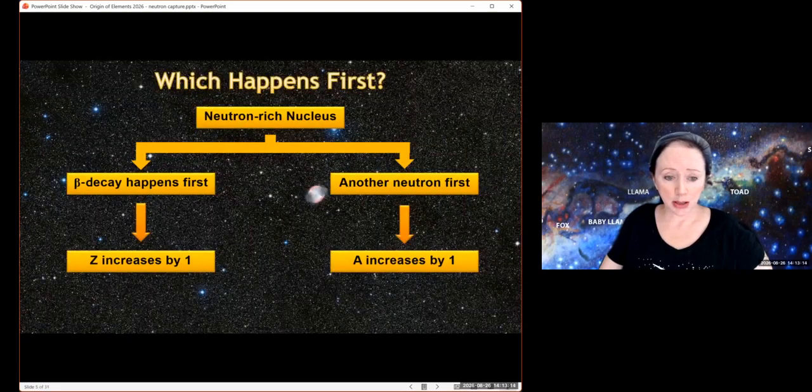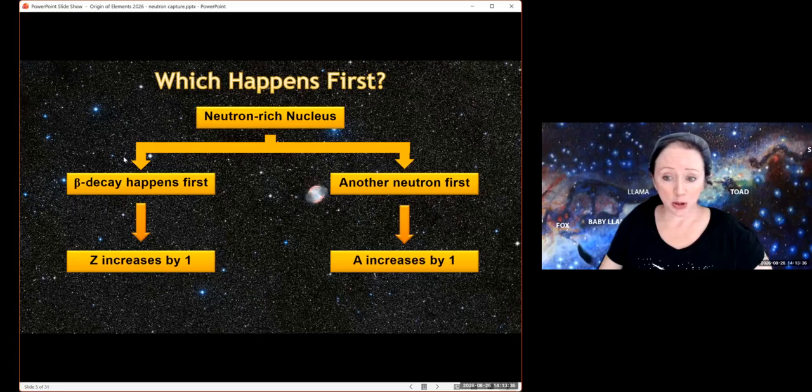So we have 2 processes that can happen in a neutron-rich nucleus. It can undergo beta decay, or it can gain another neutron. If it undergoes beta decay, then it's going to increase its atomic number by 1. It's going to change what element it is. If it adds a neutron, it's just changing its mass.